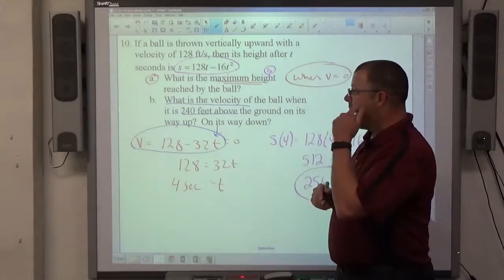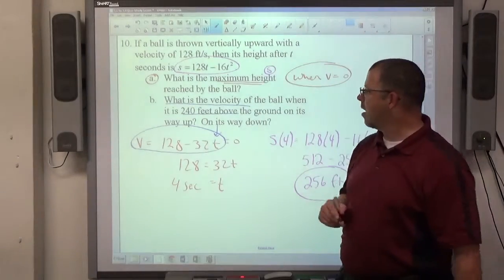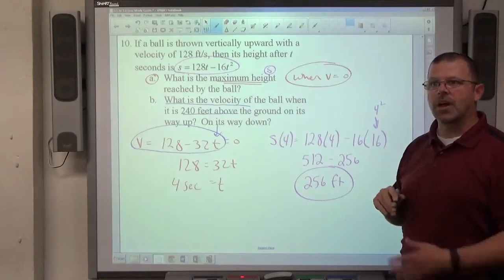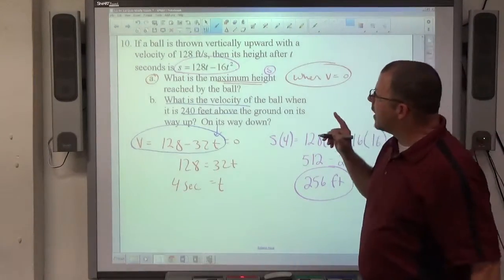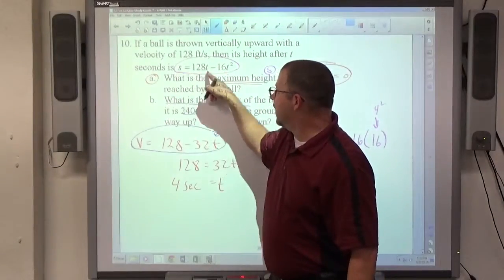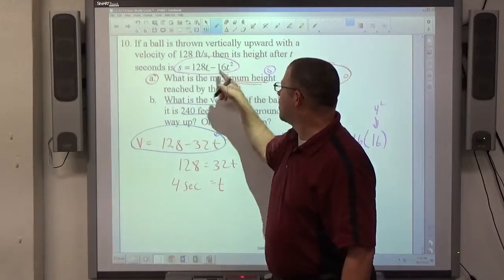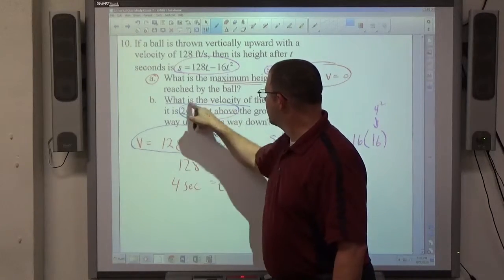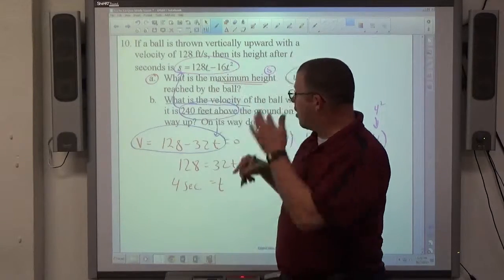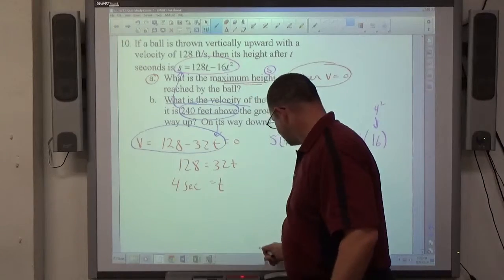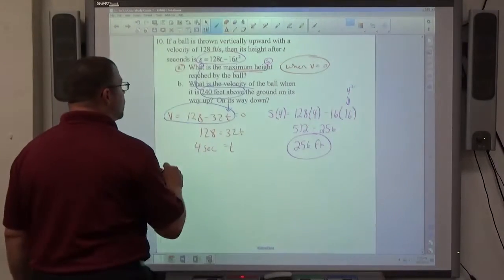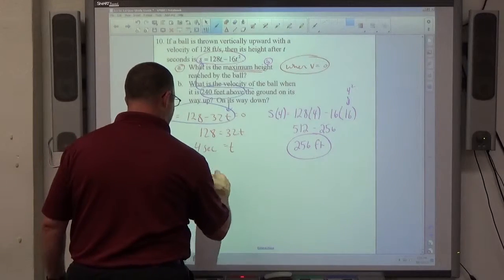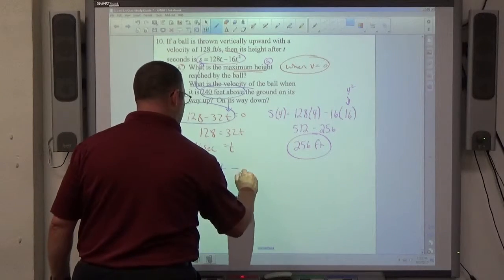Okay? I don't know when the ball is 240 feet above the ground because it doesn't tell me, oh, by the way, at t equals this time, the ball is exactly 240 feet above the ground. But it does tell me where the ball is at any given time t. T is equal to any number here. Position is s. So I'm going to let this equal s and then solve for t. So I'm going to get 240 equals 128t minus 16t squared.